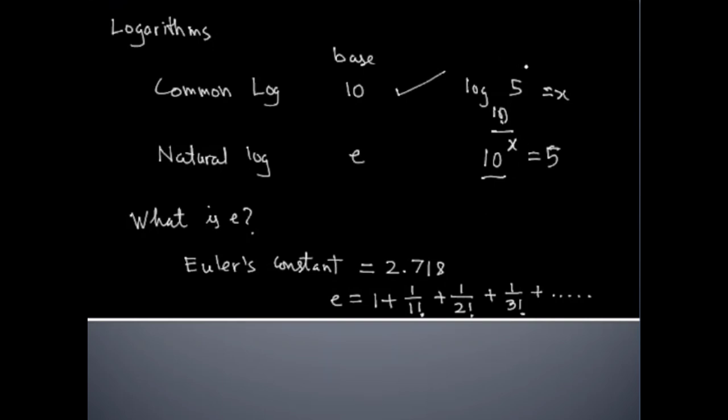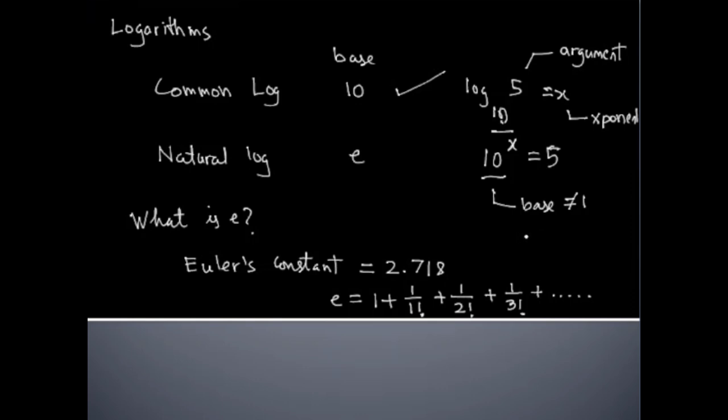And this 5 that you see here is known as the argument. x is the exponent, not your x, I'm sure. And the base that you have here is 10. Base is not equal to 1.